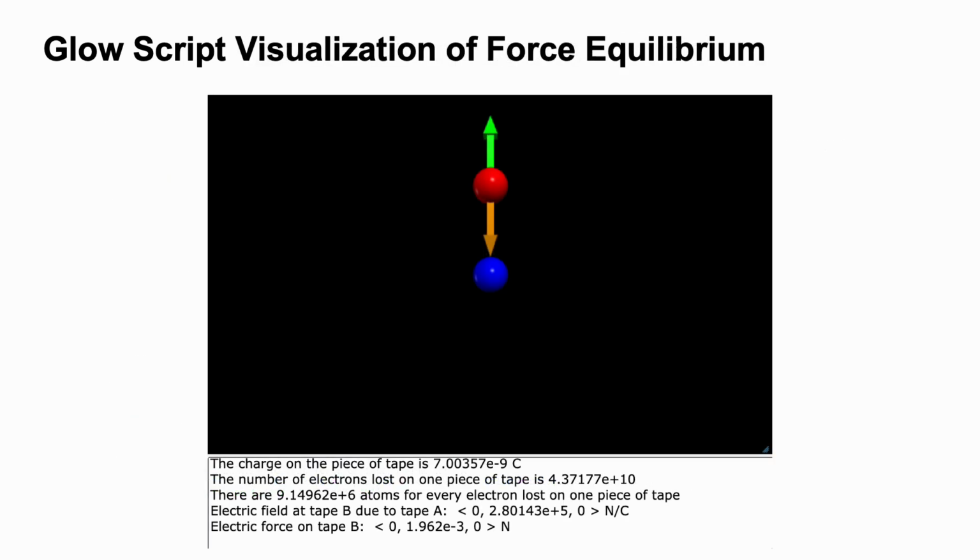This is the visualization we're provided with after we run the code. We can see that the electrostatic repulsion force from the lower tape, which is expressed as the green arrow from the blue sphere, is equal to the weight force acting on the upper tape, the orange arrow, as they're of the same length.